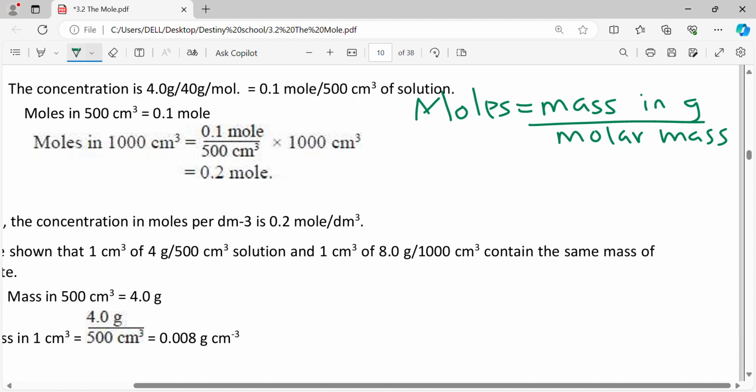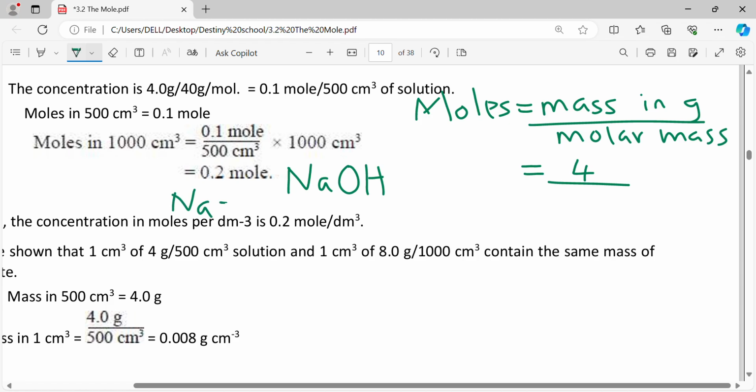Okay, so we want to find the moles because this one is moles per liter. So we want to find the number of moles. Moles is equal to mass in grams over molar mass. The mass in grams, we have been told, is 4. The molar mass, we need to find, because this one is sodium hydroxide, and this is how you write sodium hydroxide, NaOH.